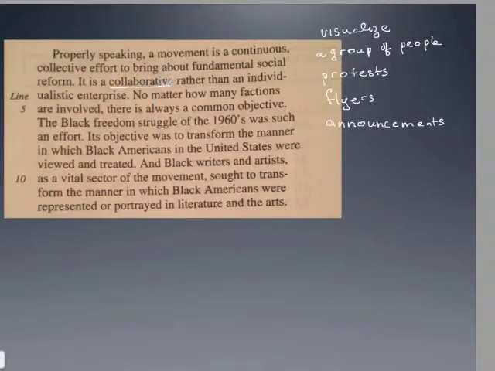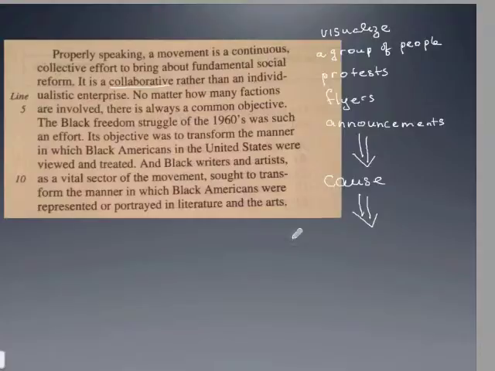Underline the word collaborative here. No matter how many factions are involved, there is always a common objective. Visualize a cause. Freedom for all. Right to vote, etc. The Black freedom struggle of the 1960s was such an effort.